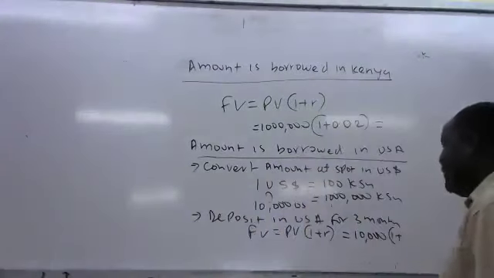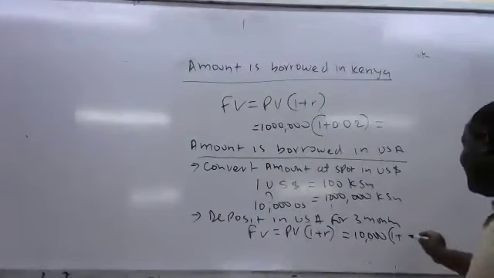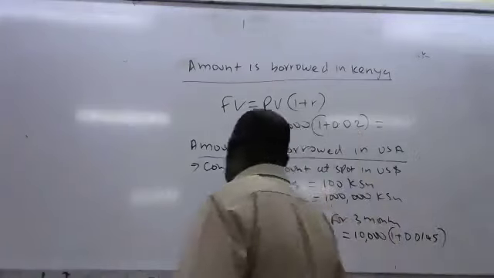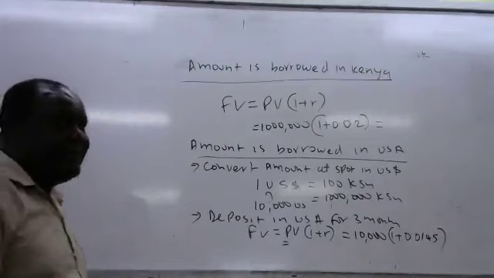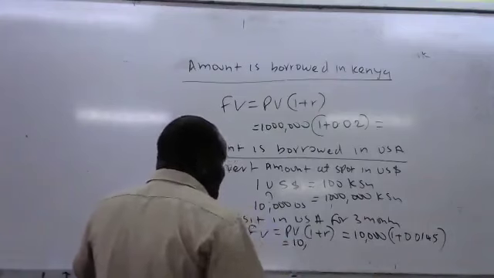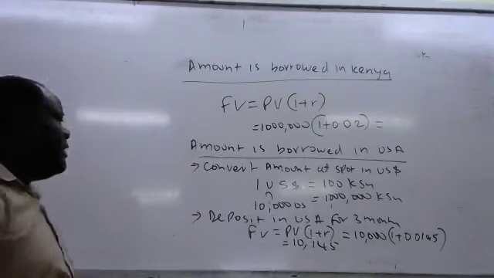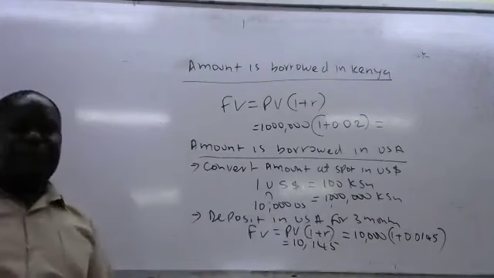So itakuwa ngapi? 0.0. So itakuja ngapi? 10,000. 45. So that money would have grown to that amount in the US if it was there.